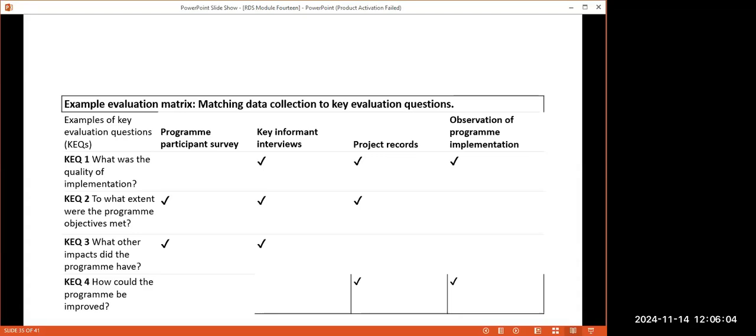For example, key evaluation question 1: what was the quality of implementation? You can easily get it from key informants. You can also get it from the project records. You can also do observation. To what extent were the program objectives met? Key sources of information will be the survey, key informants, project records, and so forth. And so that must be developed before, so that once you start the evaluation exercise, you know exactly where you are going, and you already know what is expected, and therefore it makes you go faster.